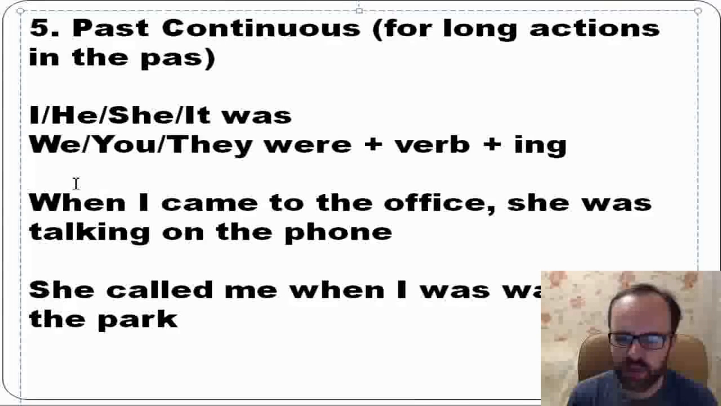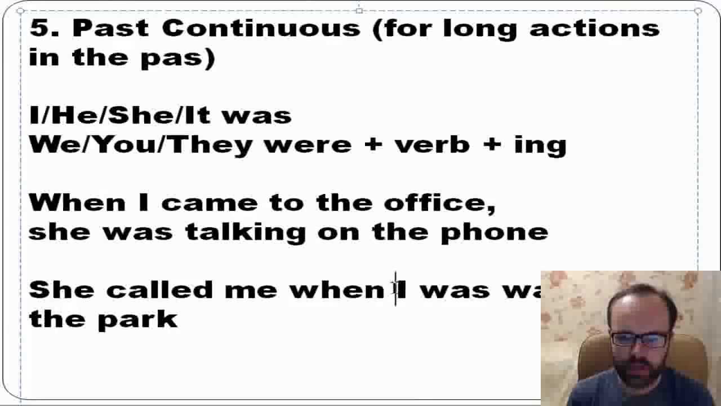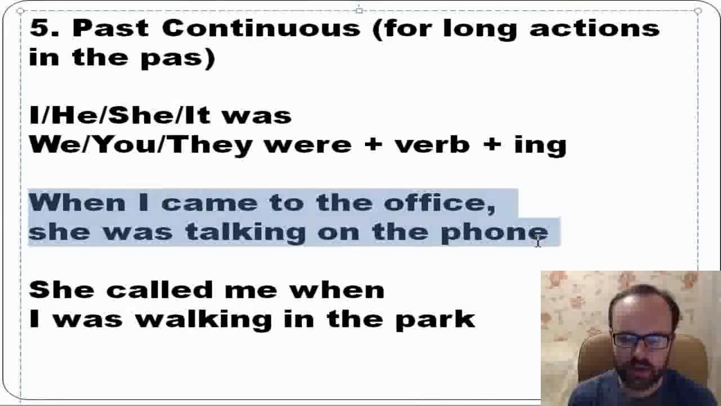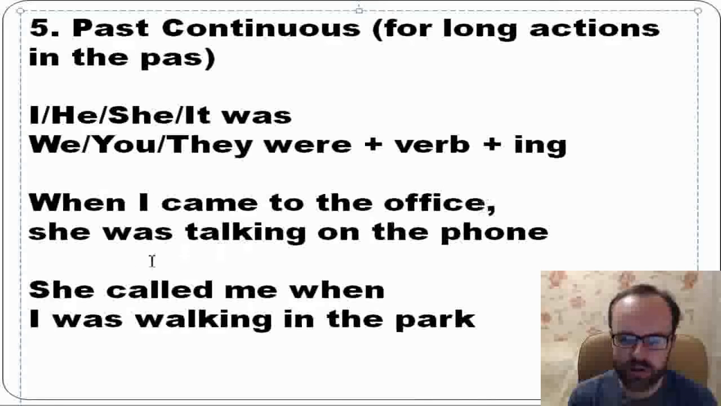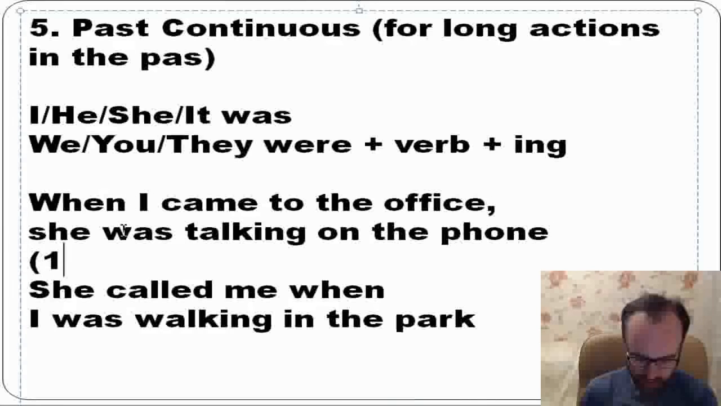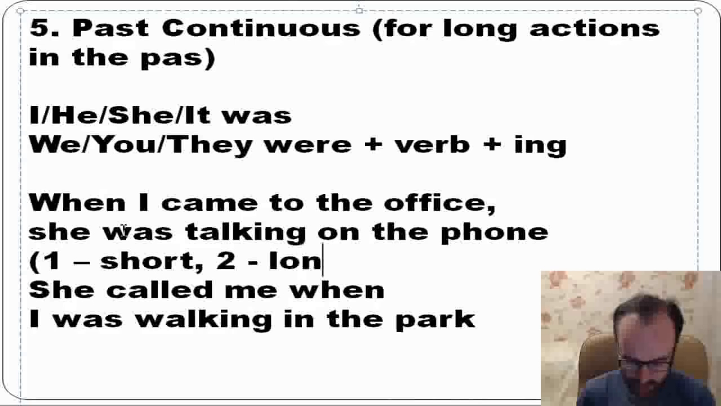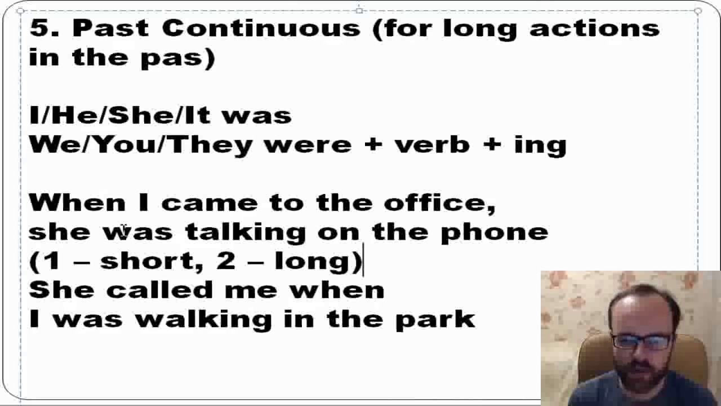And there is one typical situation when we use this tense. Look. When I came to the office, she was talking on the phone. So we use it if we have a sentence with two parts, or two clauses, with when. So when I came to the office, the first action is short, came, and the second action is long. She was talking on the phone, and then I came. Yeah, it's a short action.